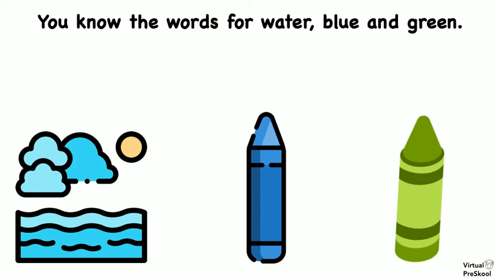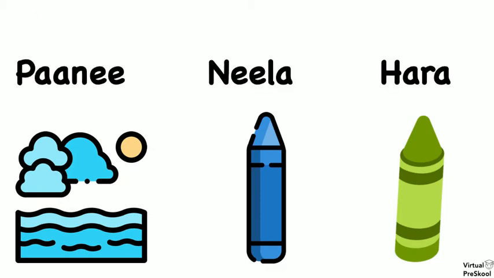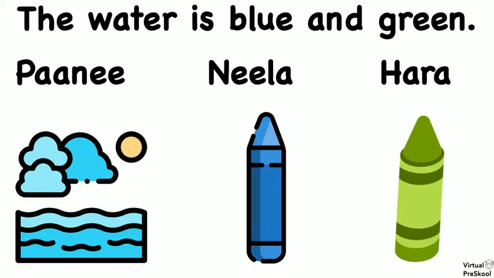If you said Paanee, very good. What is blue? If you said neela, shabash. And what is green? Hara, right? So we have Paanee, water, blue, neela, green, hara. So again, our sentence is the water is blue and green. So out of that, there are 6 words in that sentence, and you already know 3 of them, okay?